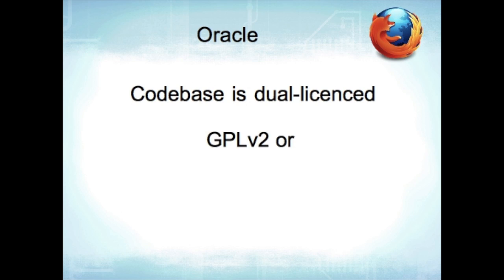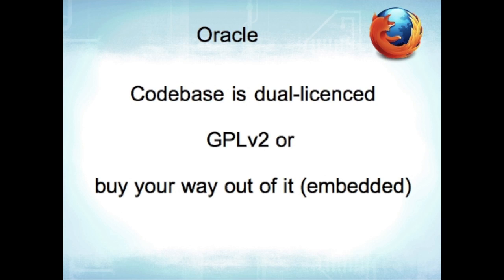One is GPL v2. So when you download the free version, that's what you get. But what if you want to embed MySQL in your product and then sell your product and not give all the code away from your product? You can actually buy your way out of the GPL v2. You can buy an embedded license. So if you pay money, you can use MySQL embedded in your system without having to actually GPL your code, right? If you add code onto MySQL, you have to GPL your code. So there's actually two different licenses. So it's GPL v2, except when it's not.